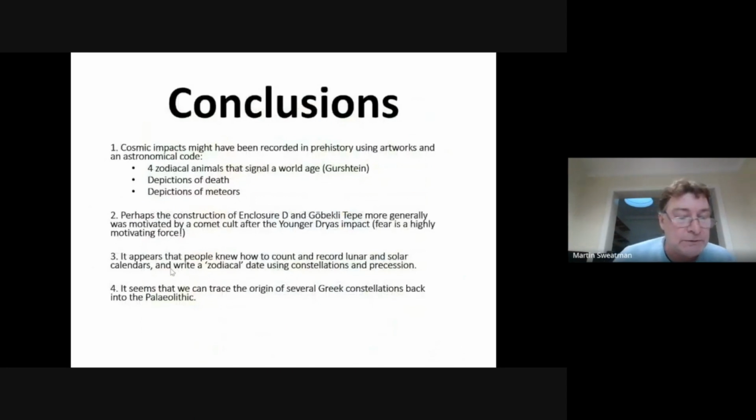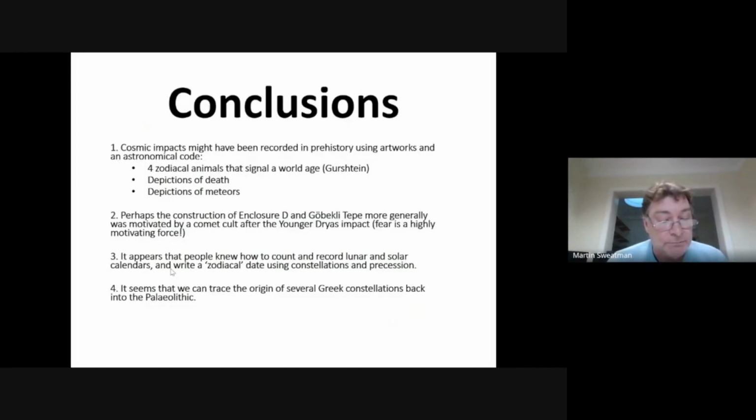So to conclude, cosmic impacts might have been recorded in prehistory using artworks and an astronomical code consisting of 4 zodiacal animals that signal a world age, consistent with Gerstein's hypothesis, depictions of death, and depictions of meteors. And perhaps the construction of enclosure D in Gobekli Tepe more generally was motivated by a comet cult after the Younger Dryas impact. We should note that fear is a very highly motivating force, perhaps sufficient for the construction of a site like Gobekli Tepe.